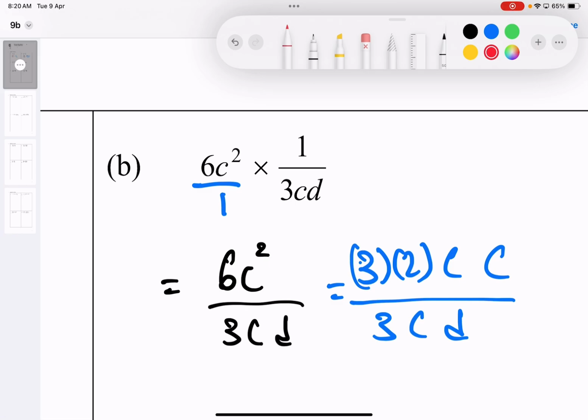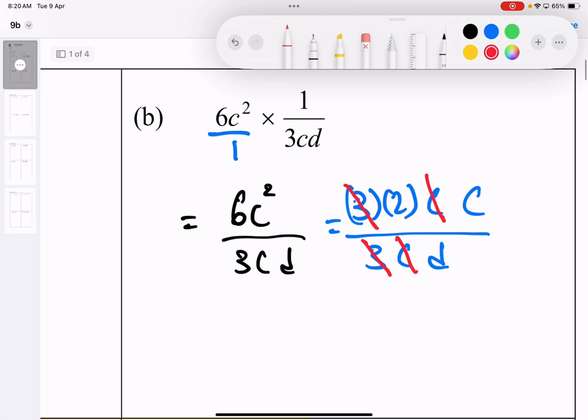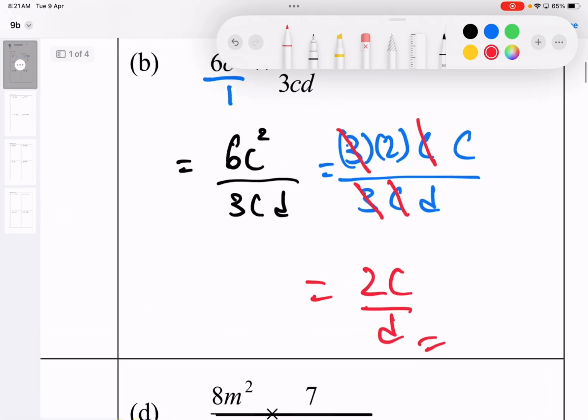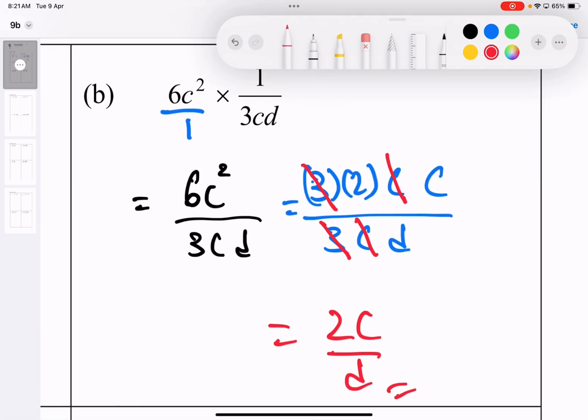Alright, so here I can see that I have a 3, I have a 3, so I can cancel this 3 away. I have a C here, I have a C here. So my final answer is just 2C over D. Alright, so this gives me my final answer. Relatively simple things, okay, but you just have to follow the rules.